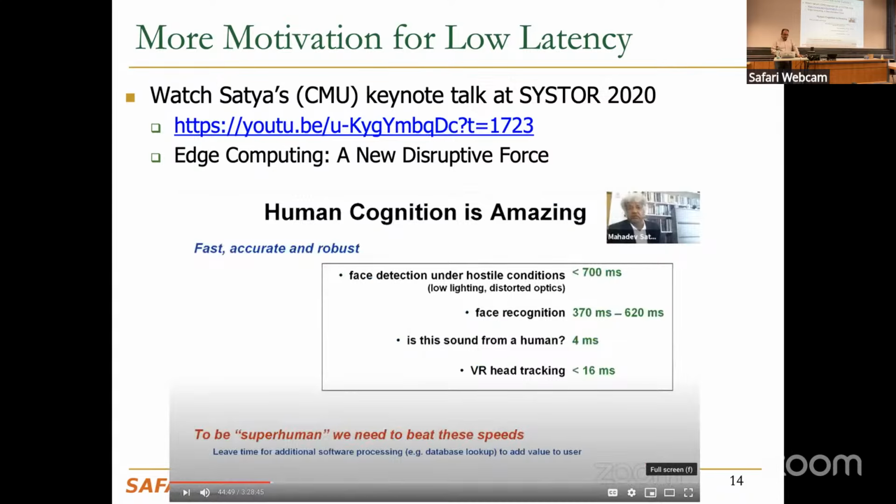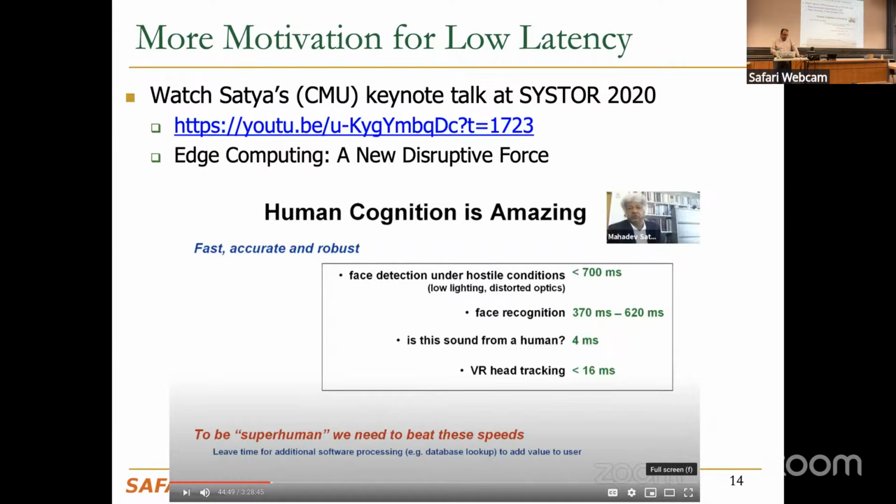But essentially, here are also some numbers from this talk. You can actually watch this talk. It's a very interesting talk to watch if you're interested. There are some numbers here from this talk, for example for VR, on how a human does, in order to satisfy the need. For face detection, for example, the latency should be lower than 700 milliseconds. Or for example, to answer whether this sound is from a human, it should be around 4 milliseconds. So these are some timings that you need to satisfy in order to enable such techniques, for example in VR.